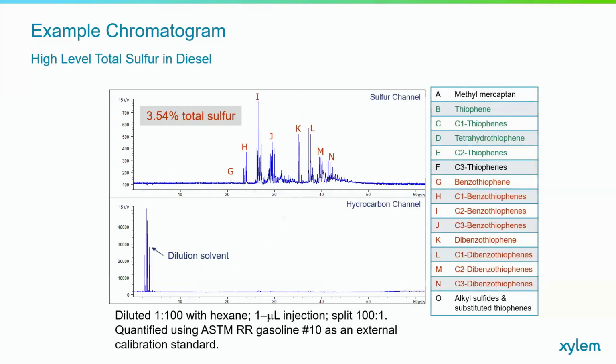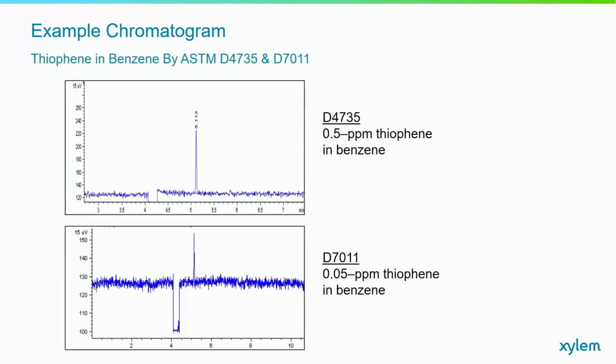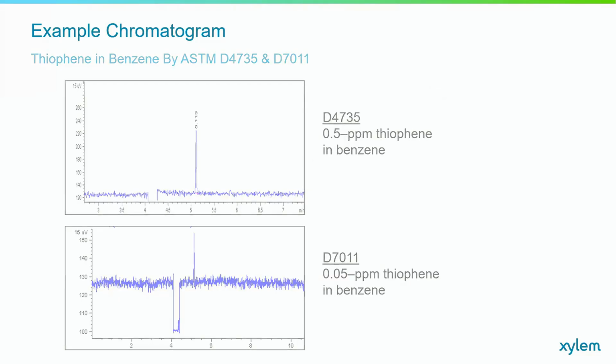And same kind of thing here. So this is definitely less hydrocarbon, and this is actually a diluted sample here. So with a high split ratio as well, we're getting down to some low total sulfur levels. There's also thiophene and benzene. There are two ASTM methods there. This is a very common application now.